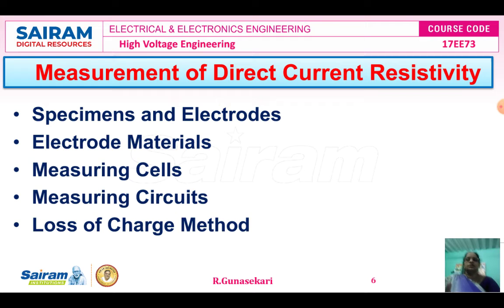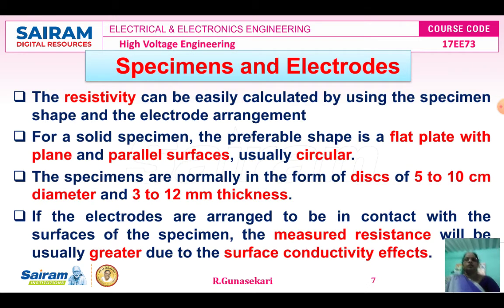Students, now we studied the measurement of direct current resistivity. The measurement of direct current resistivity is again subdivided into specimen and electrodes, electrode materials, measuring cells, measuring circuits, and loss of charge method. In this video we only study the specimens and electrodes. The resistivity is calculated with the help of the specimen shape and the electrode arrangement.